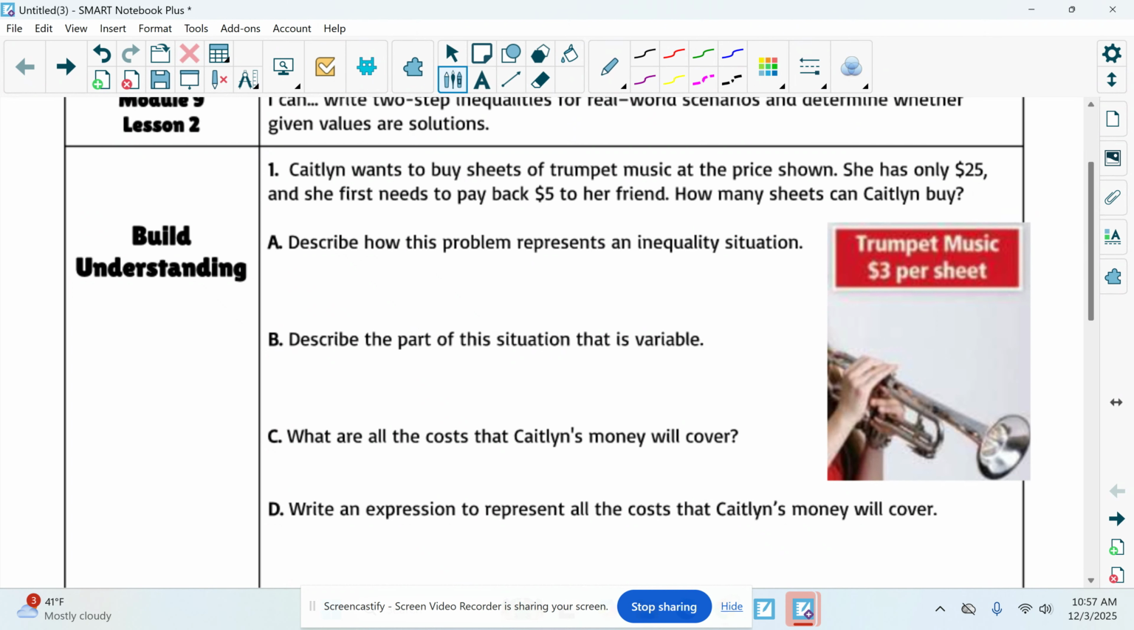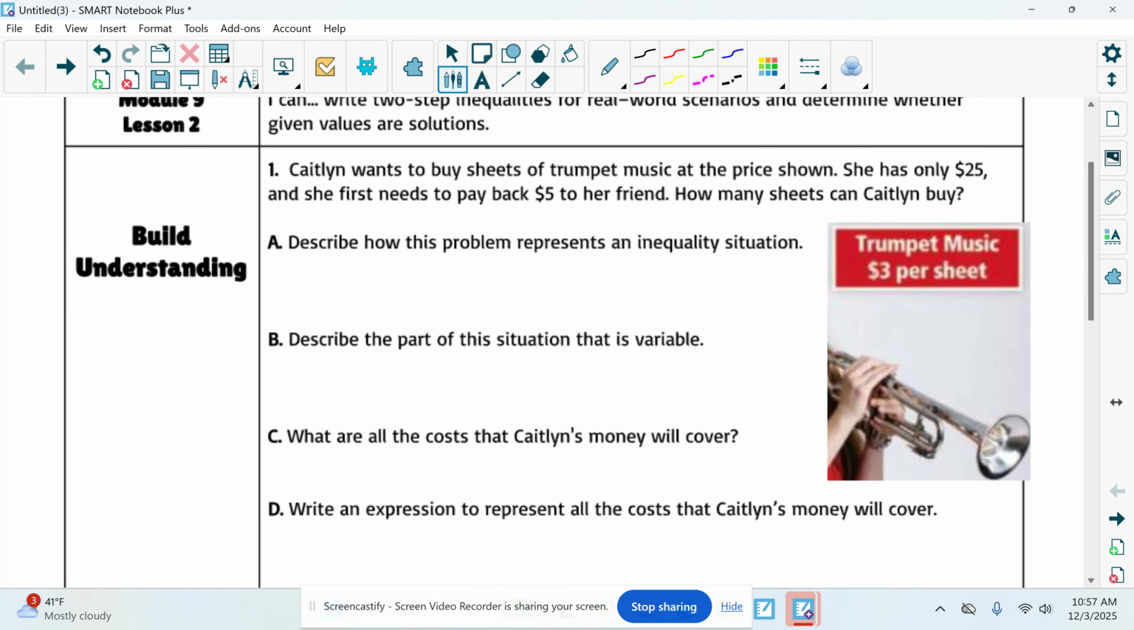So part A says, describe how this problem represents an inequality. Why is it an inequality and not just an equal to equation? Because it doesn't show how many she can buy. It doesn't tell specific.